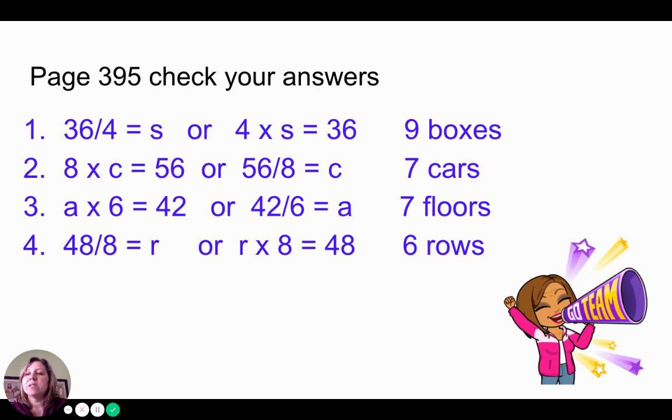All right, for the last one, you read 48 divided by 8 equals r, or r times 8 equals 48. By chance, you might have mixed up the factors if you had written multiplication problems for any of these. So if you wrote this backwards, 8 times r, or 8 times whatever variable you have, don't worry about it, third graders, because remember, you can flip those factors. Okay, and the answer to number 4 is 6.